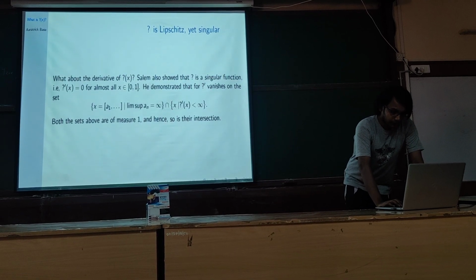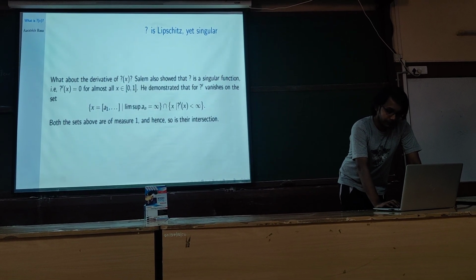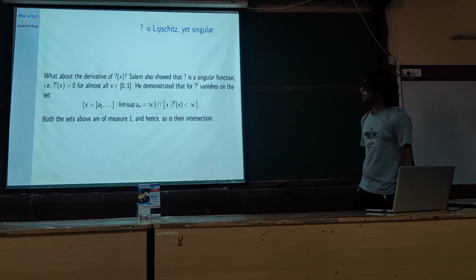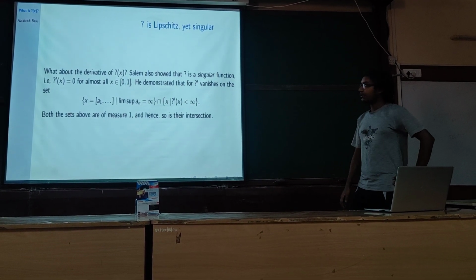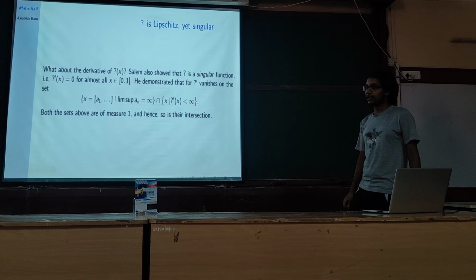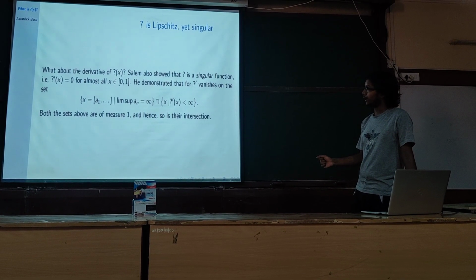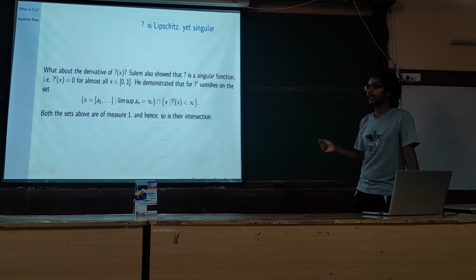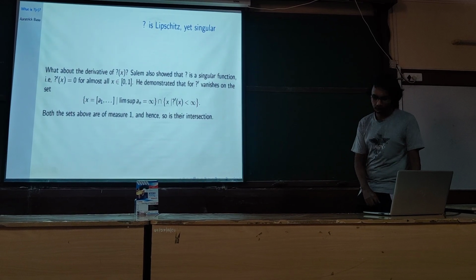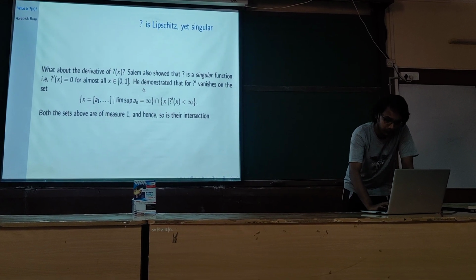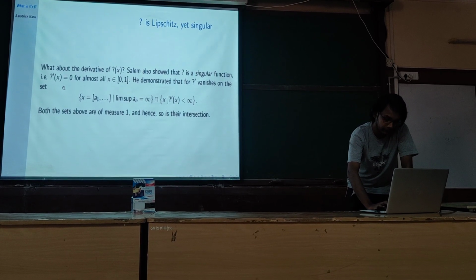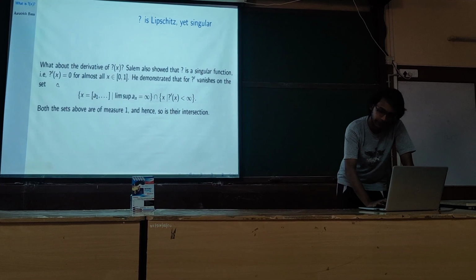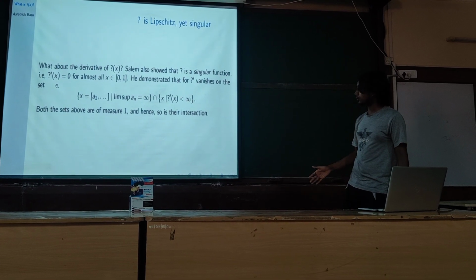Next we address the question of the derivative. The first thing is that the question mark function is a strictly increasing continuous function. So we know from standard real analysis that it's a function of bounded variation and hence has a derivative almost everywhere. What Salem actually showed is that it is what is called a singular function, in the sense that the derivative, wherever it exists, is actually 0 for almost all x.